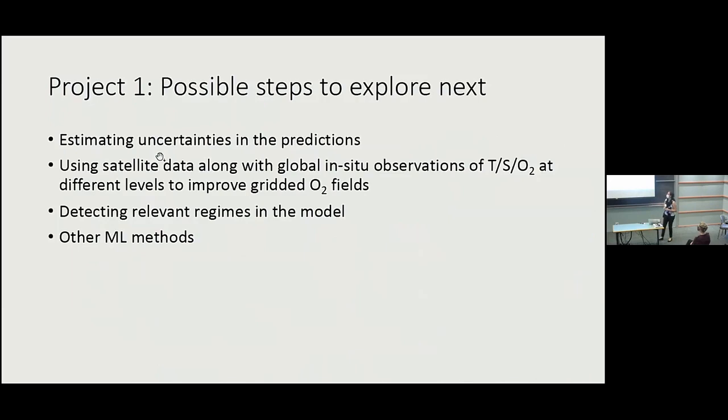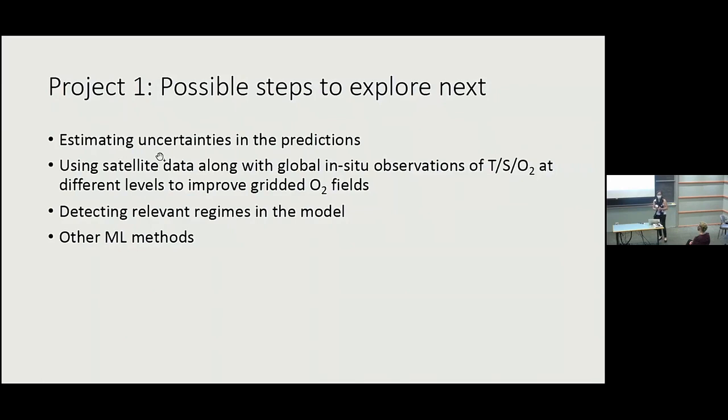So possible steps to look at next, if we revisit this problem, would be, number one, to put uncertainties on our estimates. When we apply the method to the model, we can have some idea of how that differs from the truth, but we would want formal uncertainties on our predictions. We could also use satellite data along with global in situ observations of temperature, salinity, pressure, and oxygen, not only at one level as we did for the proof of concept, but at all other levels. We explored a bit with satellite data, but we didn't get an improvement that would justify the additional complexity of adding those predictors to the model. So we stuck with our 6 predictors.